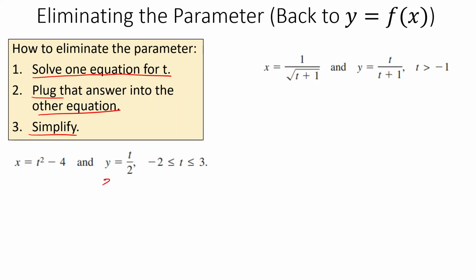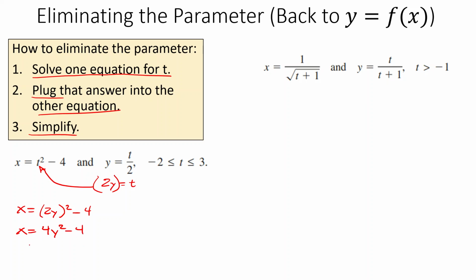So we just multiply up the 2. We get 2y equals t. So now we can take this 2y and plug it in for t in the other equation to eliminate that parameter t. And we'll get x equals 2y squared minus 4. And now we've done it. It's eliminated. But usually we want to solve for y or for x or something, make it look a little prettier. Like we could square this out and say 4y squared minus 4.